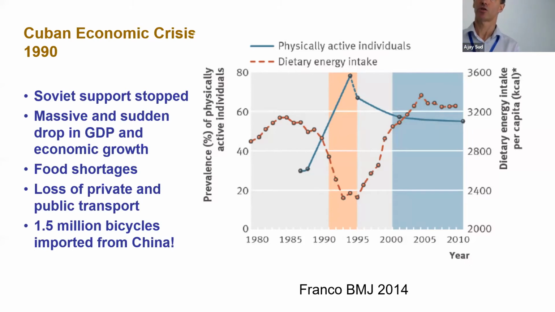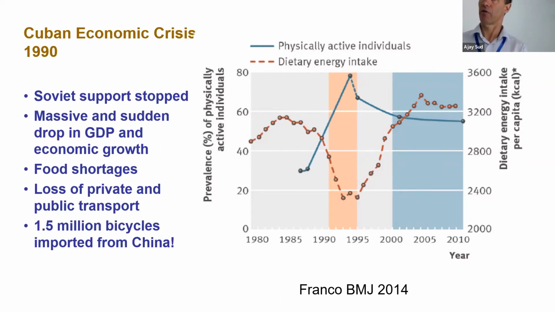There were genuine food shortages. Public transport pretty much collapsed because there was no fuel. There was a massive increase in physical activity. For personalized transport, they imported 1.5 million bicycles from China. And you can see here the dietary energy intake of the population, the red line. Before that it was round about 3,000 calories a day, and it dropped really quite dramatically. The whole population's average dietary intake dropped by about 20% because there just wasn't enough food.